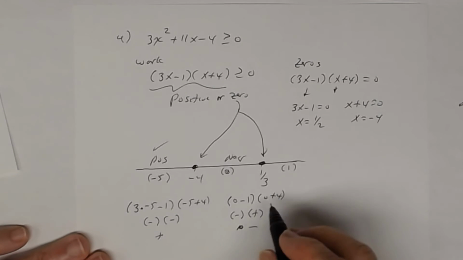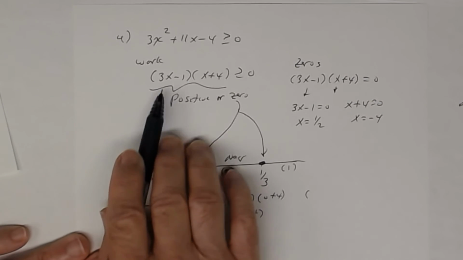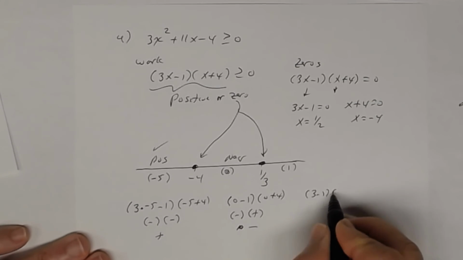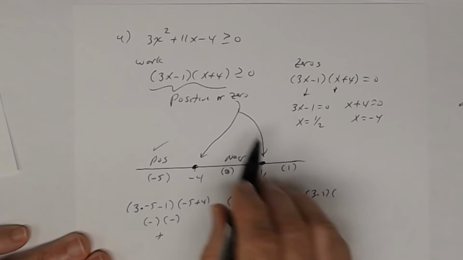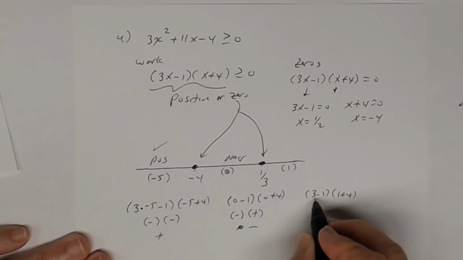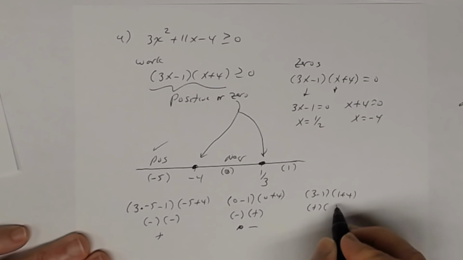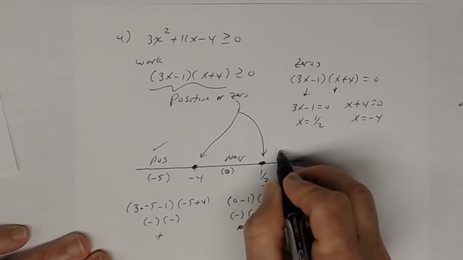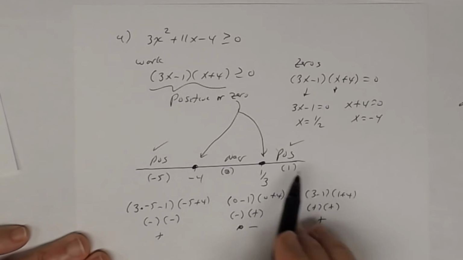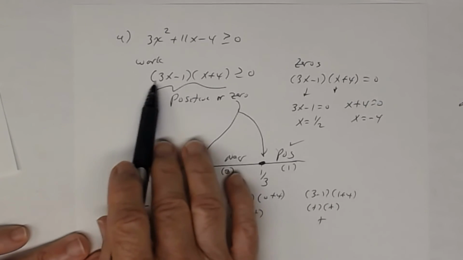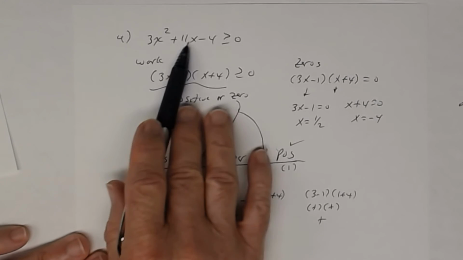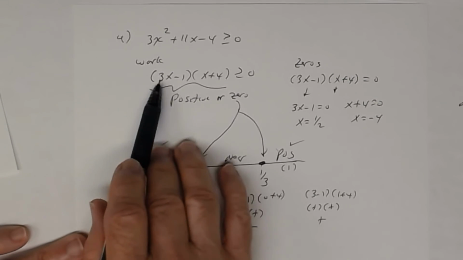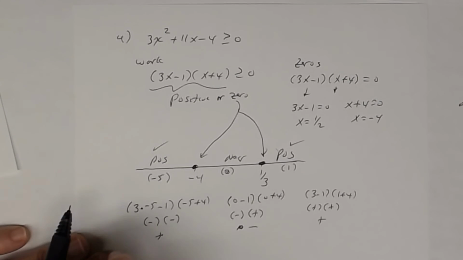And then finally 1. If x is 1, I get 3 times 1 is 3. So I get 3 minus 1. And then when x is 1, I get 1 plus 4. 3 minus 1 is a positive 2. 1 plus 4 is a positive 5. A positive times a positive is a positive. Is any real number in that interval going to be a solution to the original inequality? The answer is yes, because this will make this positive, which is what I want.